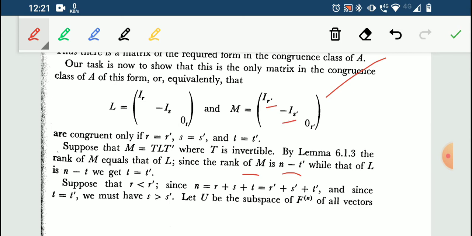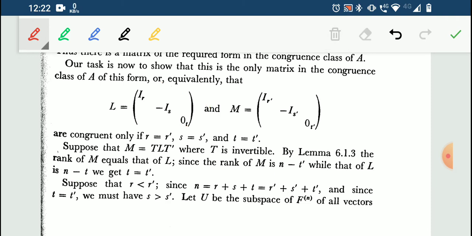But if I have the total dimension, this one is an N cross N matrix, then what are the non-zero rows? It is nothing but the number of rows N minus this T, the remaining one will be equal to N minus T. Here it is N minus T dash, because T dash is given, N minus T dash will be the rank of M. In the same way, what is the rank of L? The rank of L will be N minus T, if the total dimension is N.